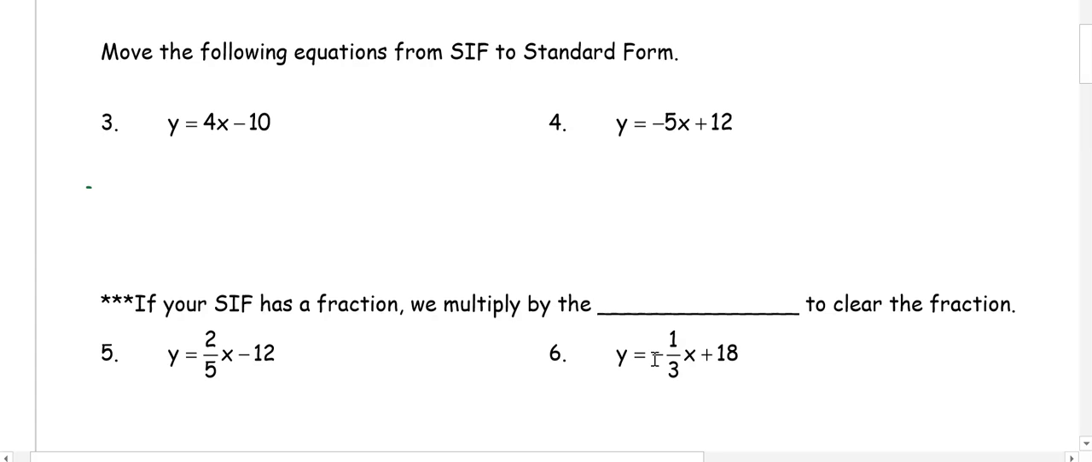In 3 and 4, we want to move from slope-intercept form to standard form. So slope-intercept form, remember, is y equals mx plus b. So we need to move the x value to the other side. So I'm going to subtract 4x from both sides. And I get negative 4x plus y equals negative 10. Again, I need that first term to be positive, so I'm going to multiply everything by negative 1. 4x minus y is equal to 10.